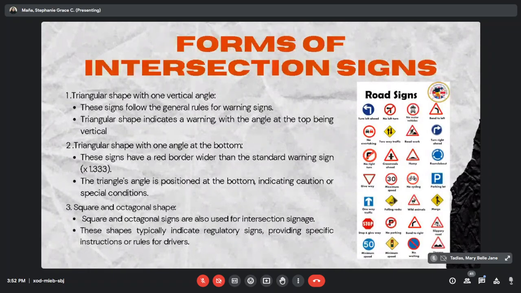So the third one is the square and octagonal shape. These signs are used for regulatory purposes at intersections. So for example, the square shape nga sign is the crosswalk sign, and the stop sign is the octagonal sign.